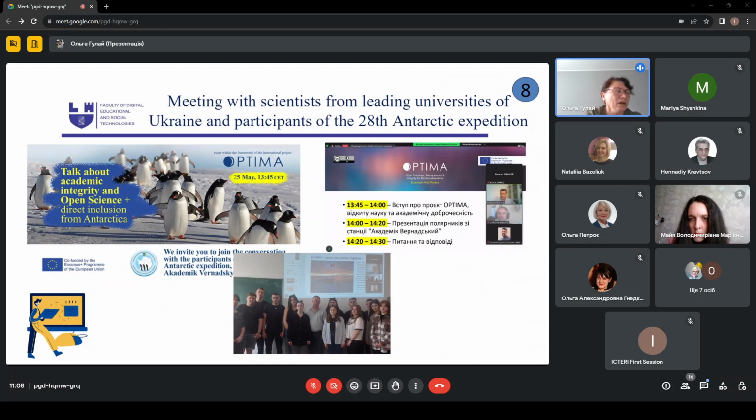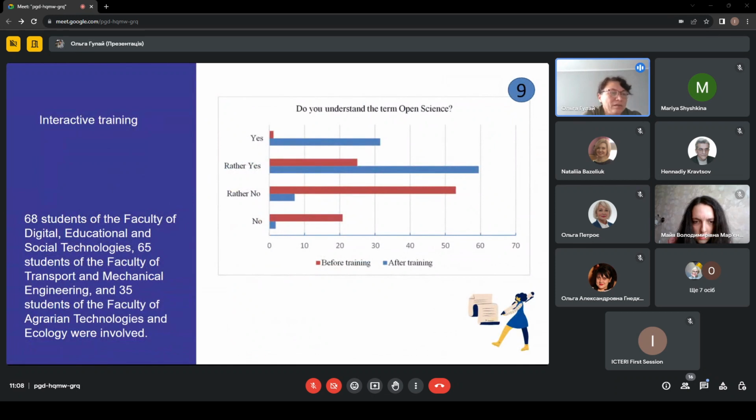Interactive trainings are an effective method of popularization of open science. In April 2023, there was an exchange of experience between masters who took a course in open science and undergraduate students. The purpose of the training was to explain the understanding of concepts and terms used in the educational and academic environment regarding open science, integrity, and transparency. A survey was conducted before and after the training. The results of the survey are shown in the figure.